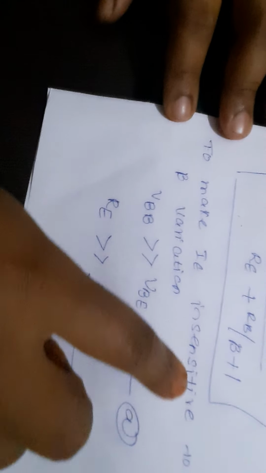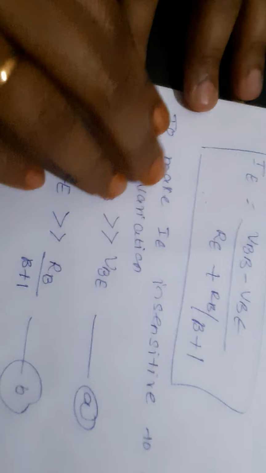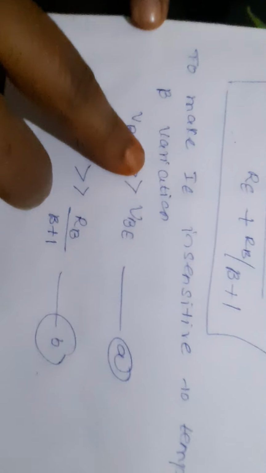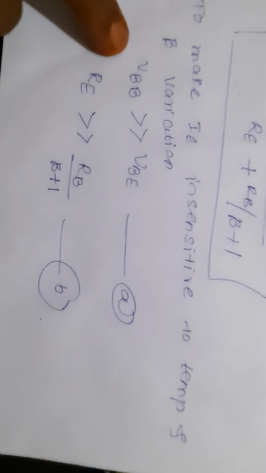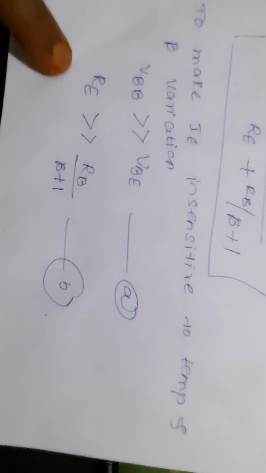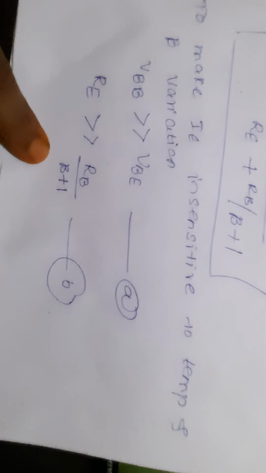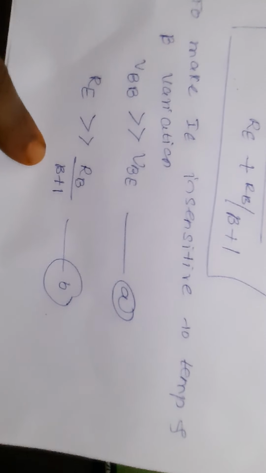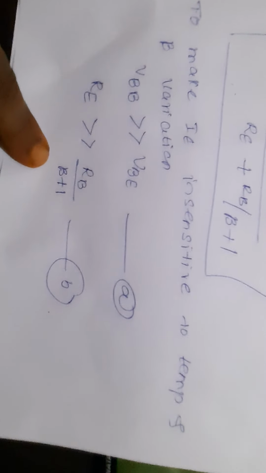To make IE insensitive to temperature, this is a condition for proper biasing now. To make IE insensitive to the temperature variation or the beta variation, we have to follow these two rules. VBB has to be very much larger than VBE, and RE has to be very much larger than RB divided by beta plus 1. Then only is IE insensitive to temperature variation.